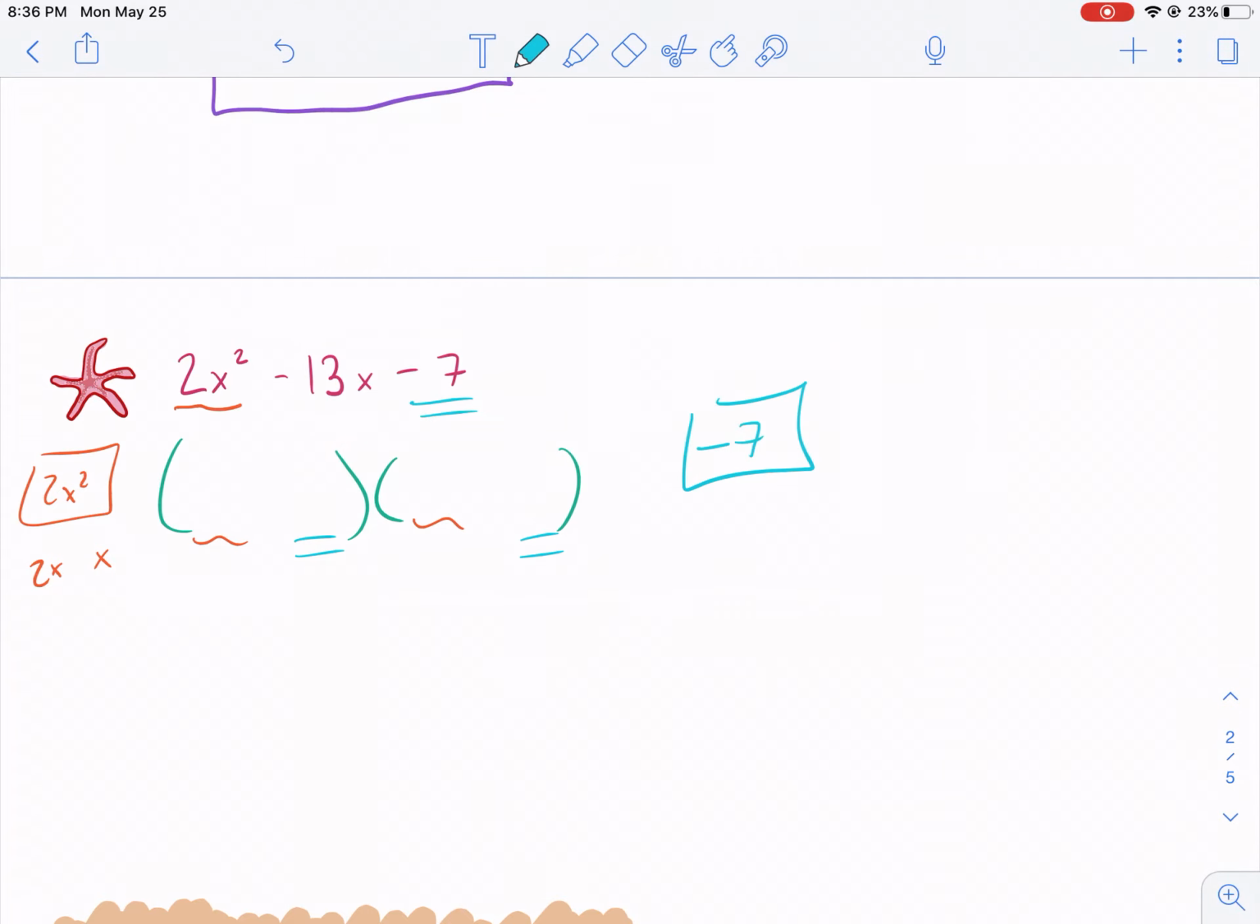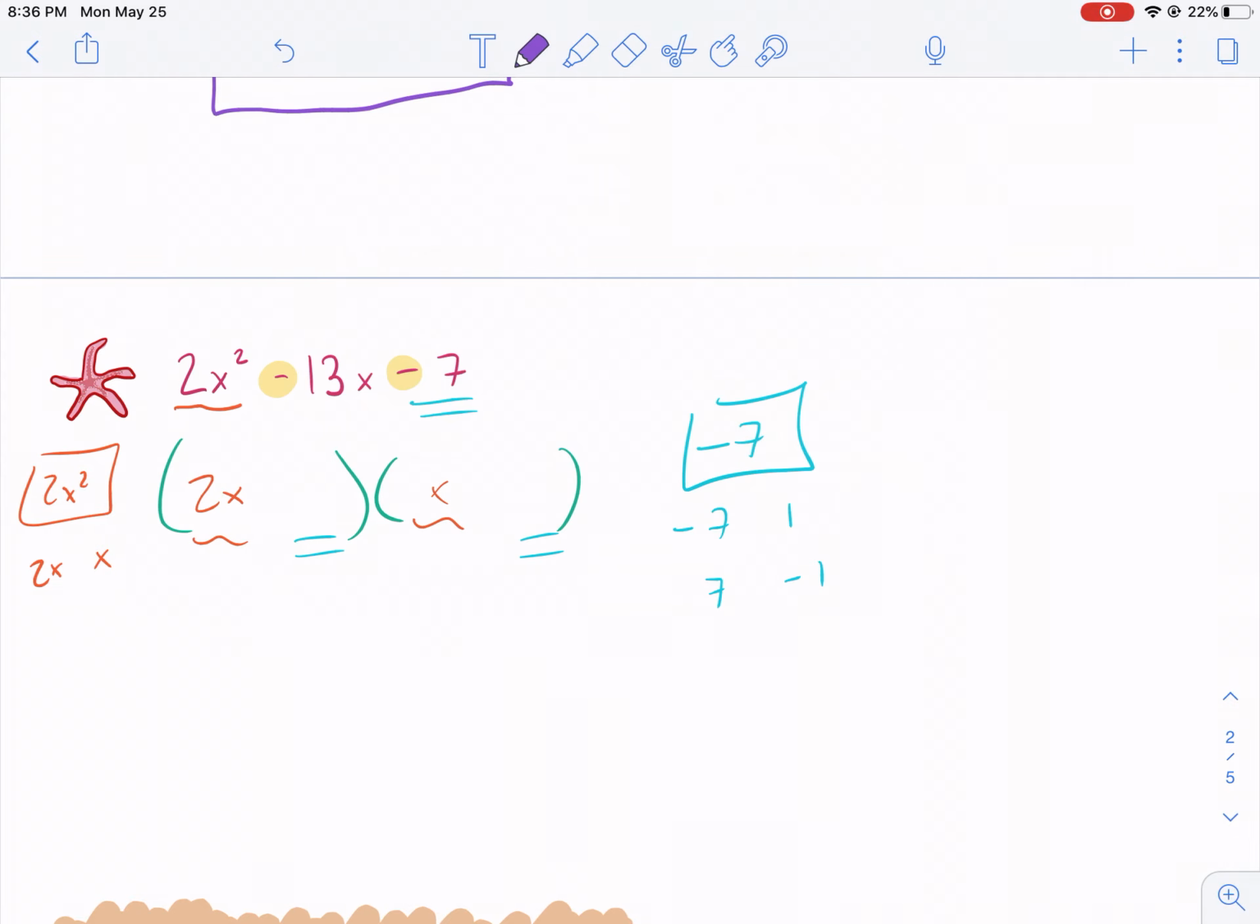What do we need to do to get this negative? We have a negative and a negative. That means our signs need to be the opposite. So we have negative 7, positive 1, or positive 7, negative 1. And we need to get to negative 13x. So let's think here. We know we're going to be multiplying by a 2. 2x, x. So what can we multiply by 2 to get close to negative 13? Well, hopefully you see that it's a negative 7 we should be multiplying.